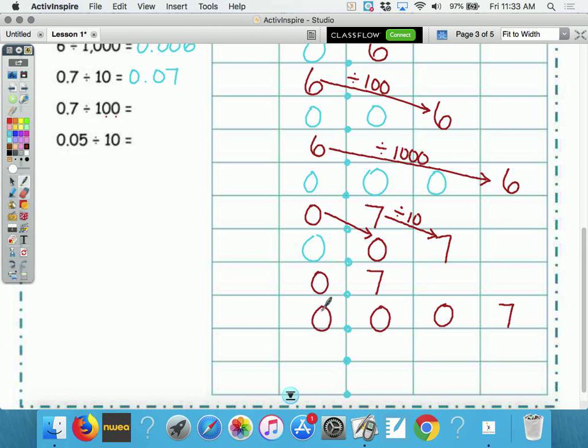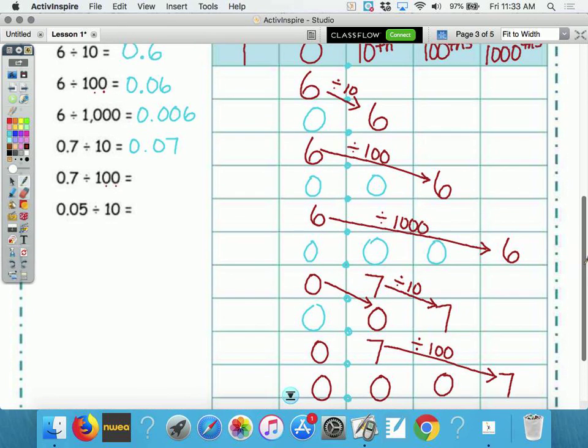I'm just going to leave them all red. Divided by what? 100. So my answer here, going to use my place value chart to help me. 7 thousandths. And how do I write it? 0.007. Getting the hang of this?